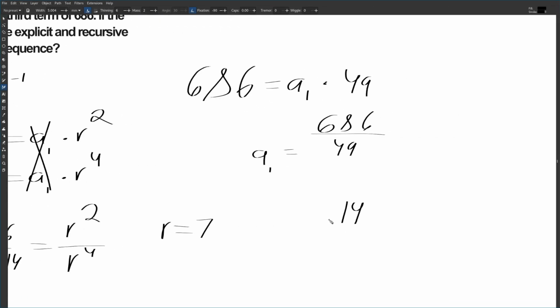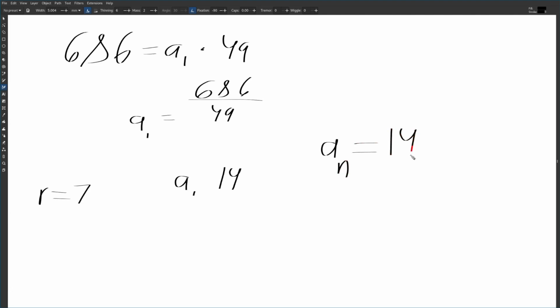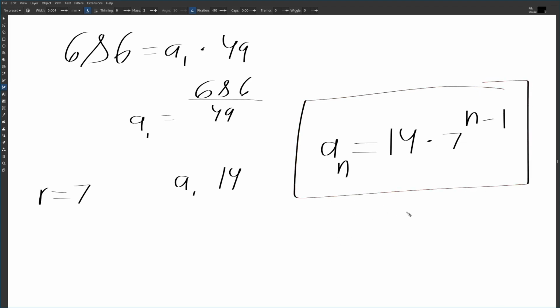Okay, so now that we have the first term, which is 14, we can write our rules. Okay, so now we have that a of n is going to be equal to a of 1, which is 14, times r to the power of n minus 1. So 7 to the power of n minus 1. Okay, that's our explicit rule. And now for the recursive one, which is admittedly a little simpler. Okay, first term is equal to 14. And how do you get to the next one? Well, you would just multiply the previous one by 7.